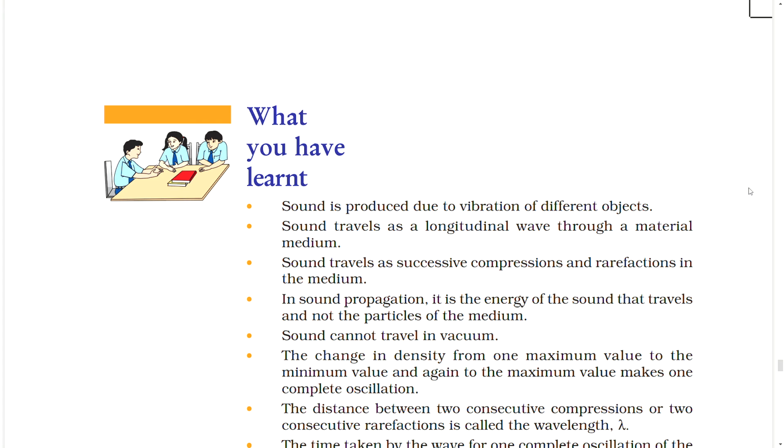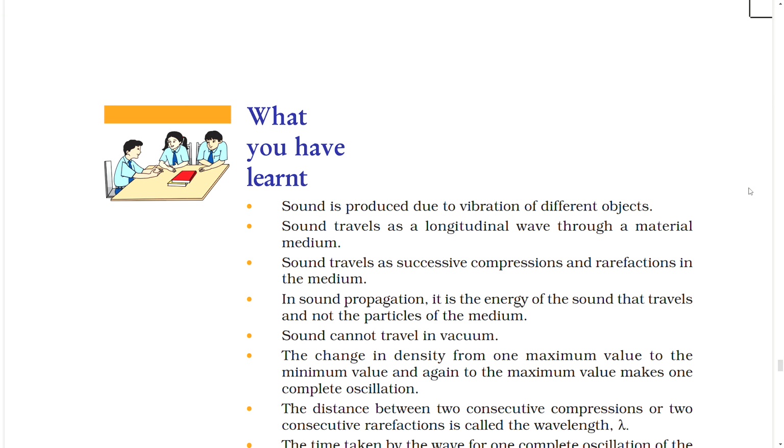What have you learned? Sound is produced due to vibration of different objects. Sound travels as a longitudinal wave through a material medium. Sound travels as successive compressions and rarefactions in the medium. In sound propagation, it is the energy of the sound that travels and not the particles of the medium. Sound cannot travel in vacuum.